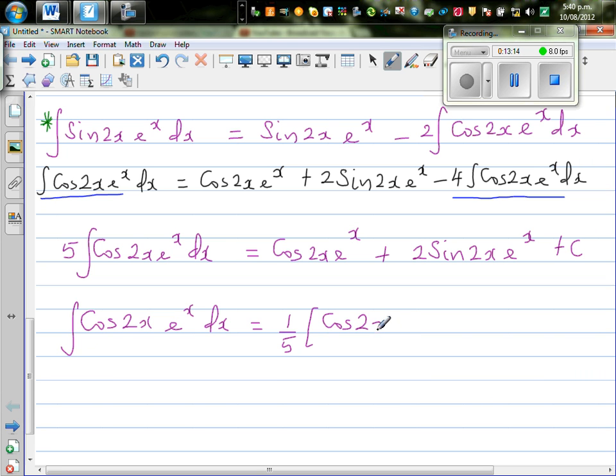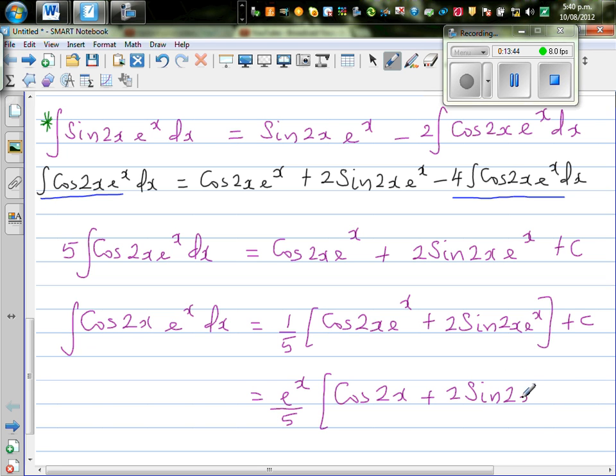So cos 2x e to the power x plus 2 sine 2x e to the power x. The constant of integration is arbitrary, so you can write c. And you can factor out the e to the power x. So the final answer is e to the power x over 5 times cos 2x plus 2 sine 2x plus c, which is the constant of integration.